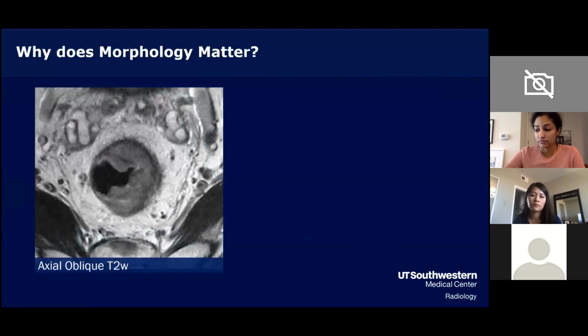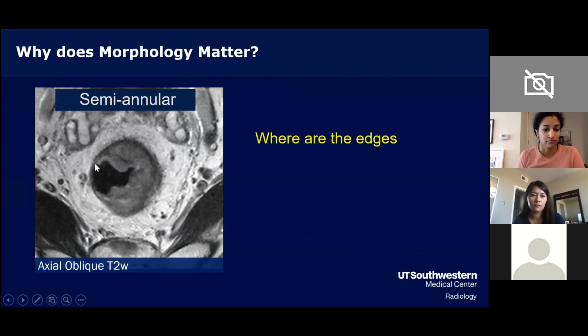So why would morphology matter? What I like to teach our residents and fellows is that morphology, in addition to describing the tumor to the surgeon, actually helps you find the area which tends to be the most invasive component of the tumor. So if you look here, this is a semi-annular tumor with the edges of the tumor seen here at the right anterior and right posterior aspect of the tumor. And once you know where those edges are, if you look directly opposite from that area, that's where the invasive component of tumor is most likely to lie.